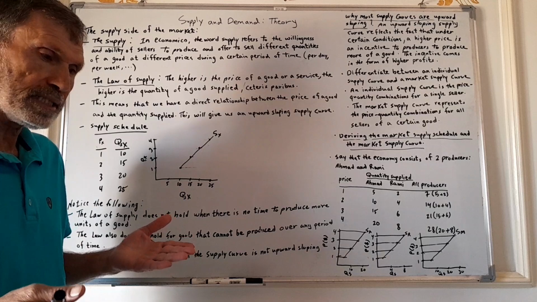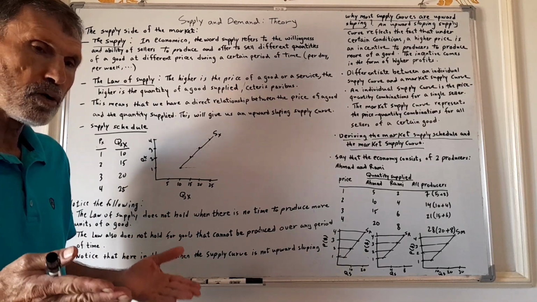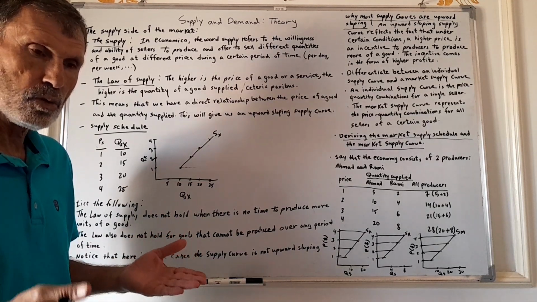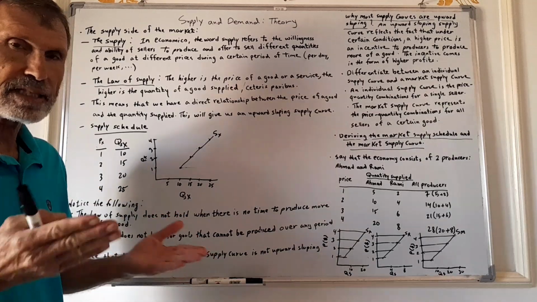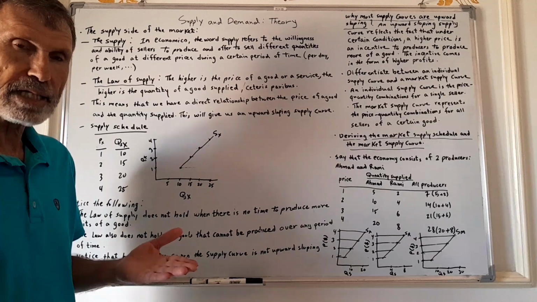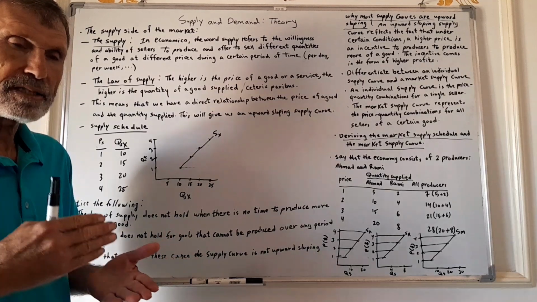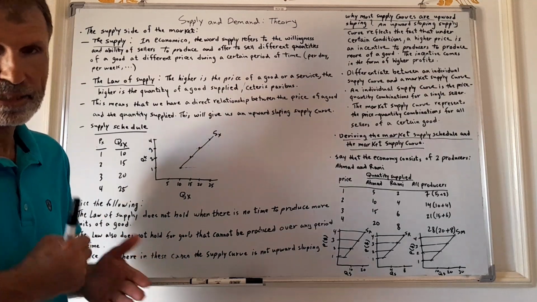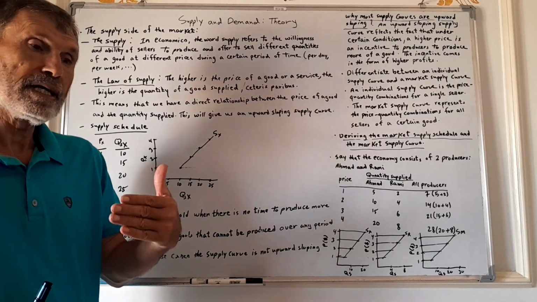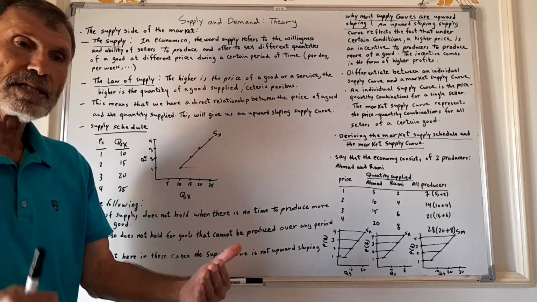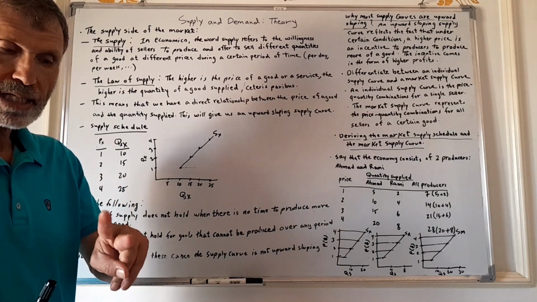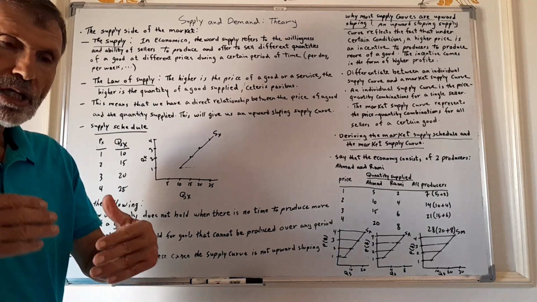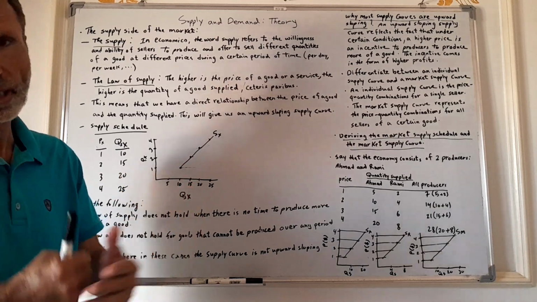So as you can see, two key terms in this definition, which are willingness and ability. Willingness by itself does not mean that the supply will exist. And ability by itself doesn't mean that supply will exist. So both willingness and ability should exist for supply to take place.